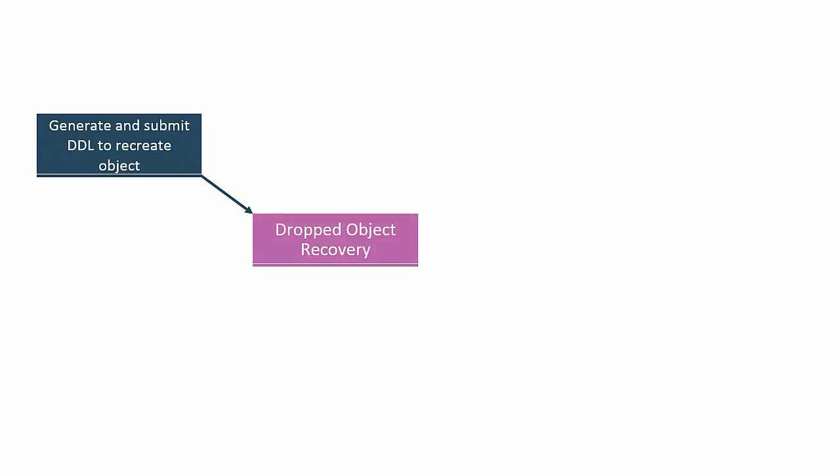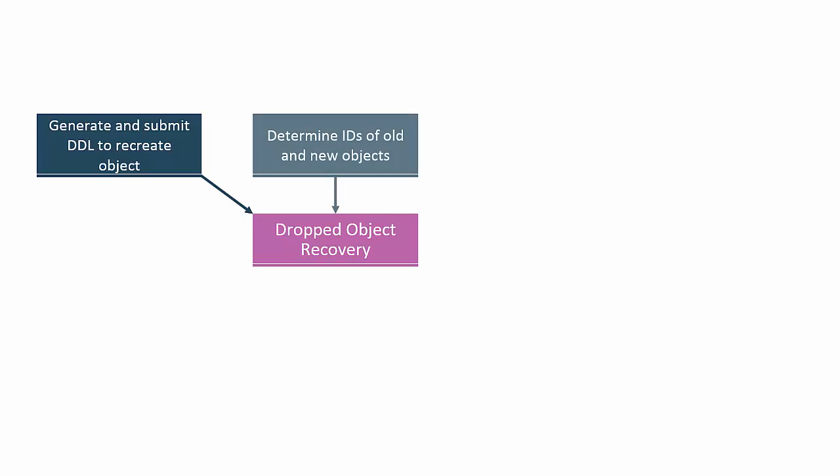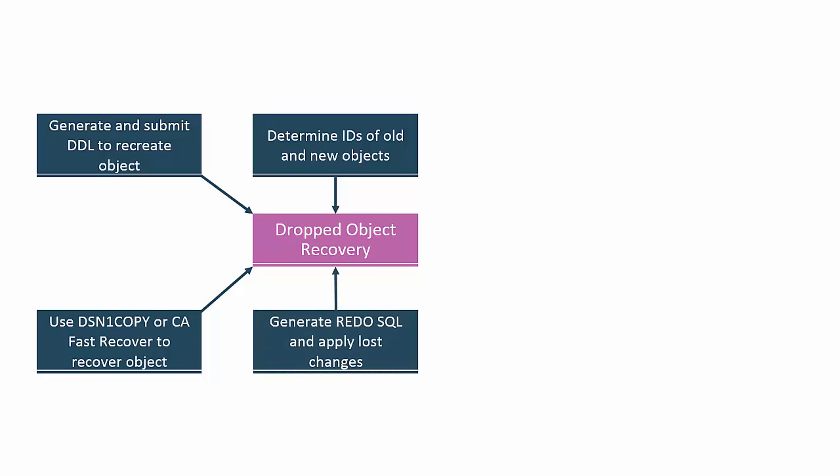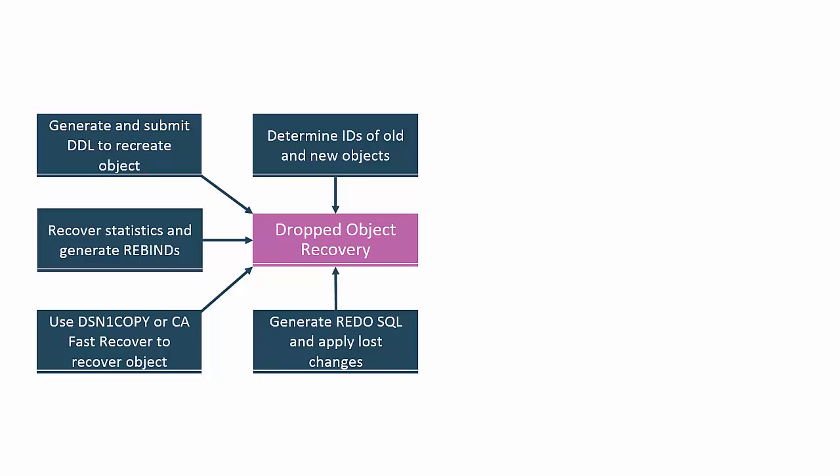To recover a dropped object, first recreate the object by generating and submitting the DDL. Determine the IDs of the dropped object and the newly recreated one. You will also need to generate and submit the recover job to recover the table from the image copy. The next step is regenerating the data changes from the log and applying them to the recovered object. Finally, recover the statistics and rebind the affected packages.